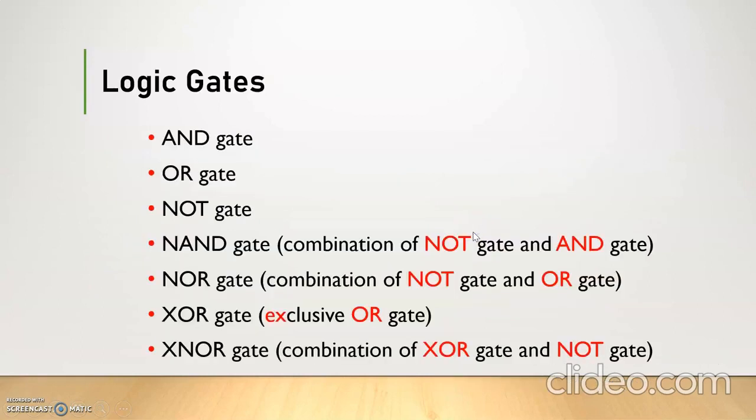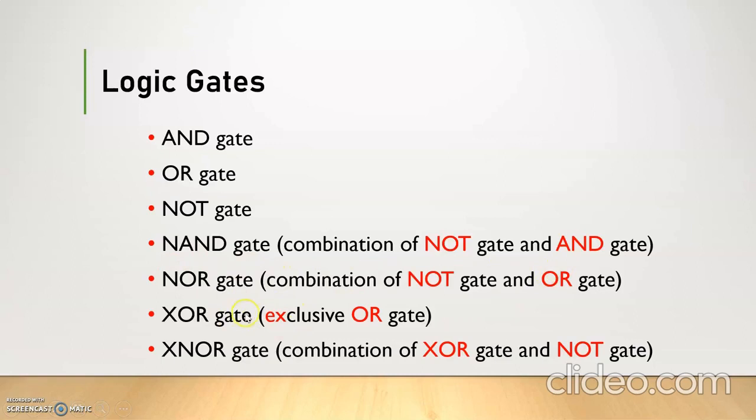Okay, next, here we have 7 logic gates. The basic logic gates are actually AND, OR, NOT. As we have seen earlier, we have seen 3 logical operators. The AND gate relates to the logical operator AND, the OR gate relates to the logical operator OR, and the NOT gate here relates to the logical operator NOT. And then we have a combination of AND and NOT, and it becomes a NAND gate. Sometimes people call it NAND gate. And the combination of NOT gate and OR gate is called NOR gate.